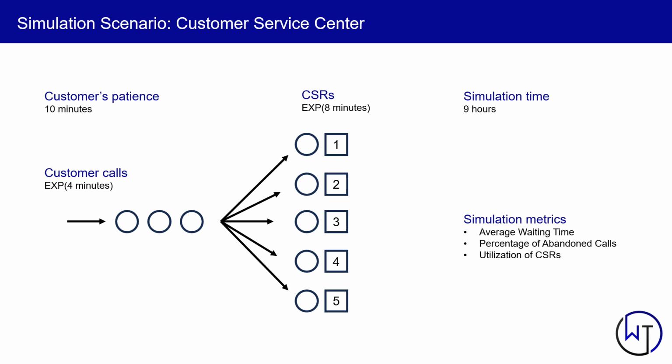Now let's add the queue to the model. We know that if a call cannot find a free CSR, it will wait in a queue until its turn. The detail here is that the customer will hang up after waiting for 10 minutes without being served by a CSR. With that said, I'm going to add a buffer to the system.